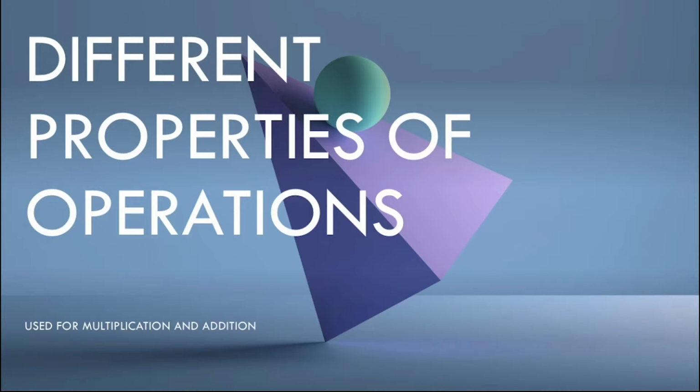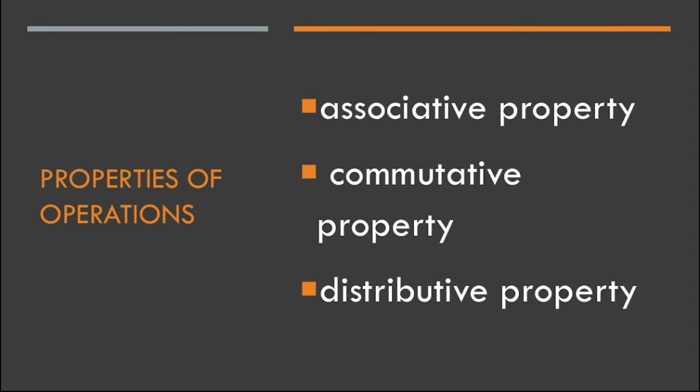Today's video is about different properties of operations. There are three main properties we are looking at in this video. There are the Associative Property, Commutative Property, and Distributive Property.